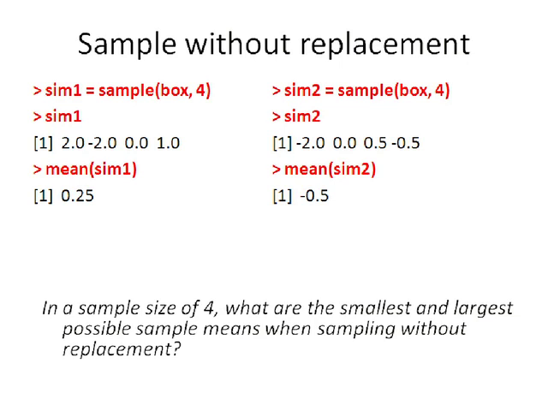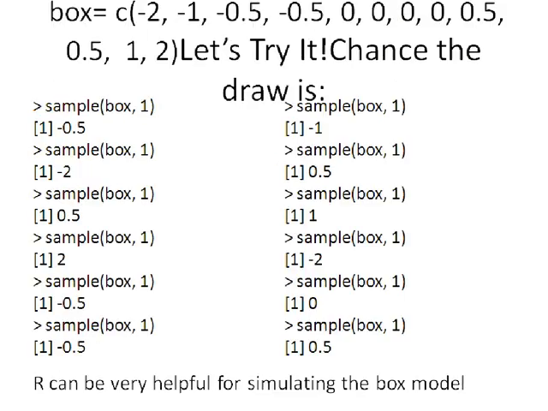So my question is, in a sample of size 4, what are the smallest and largest possible sample means when sampling without replacement? So let me go back to the previous slide so you know what the numbers are. Okay, maybe I'll look at it right here. So the numbers are minus 2, minus 1, negative 0.5, negative 0.5, 4 zeros, a 0.5, 0.5 again, and then 1 and a 2. So if I pick 4 numbers from here, what is the largest possible average? How do you calculate the largest possible average?